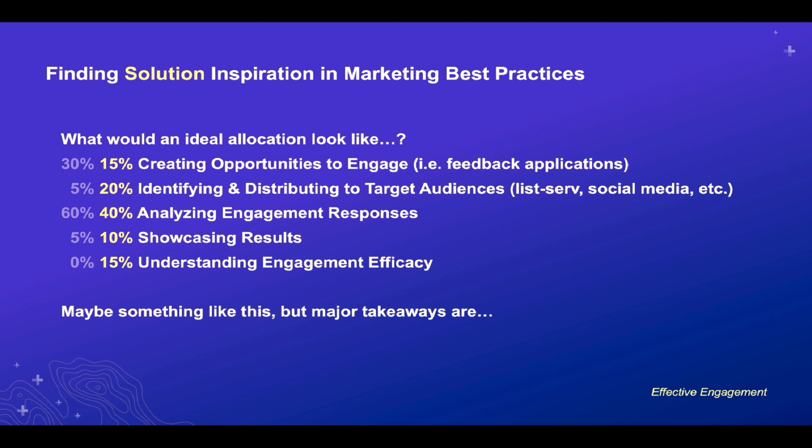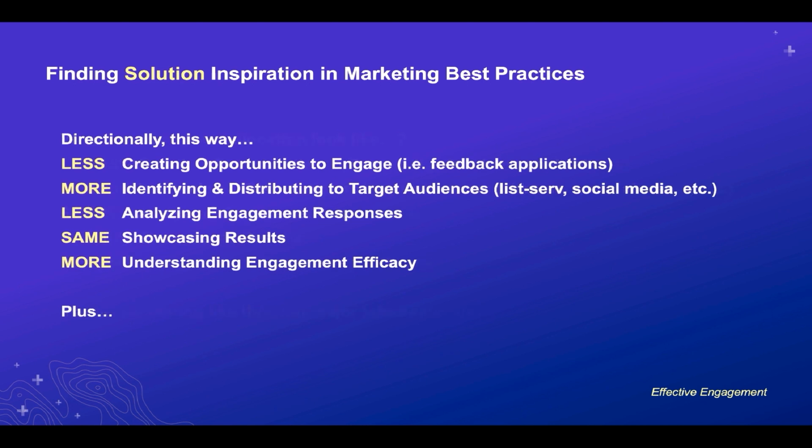And there's a lot of numbers on the screen, but the general takeaway here is it's less of creating the opportunities up front and using that optimization so that they are more targeted, better aligned with what you're trying to get after, more time actually identifying and distributing to target audiences. Hopefully along the lines, this means that there's less time required of analyzing those engagement responses, generally the same amount of time for showcasing those results if you're targeted with doing so, and then a lot more time understanding how effective you were in that engagement in the first place.